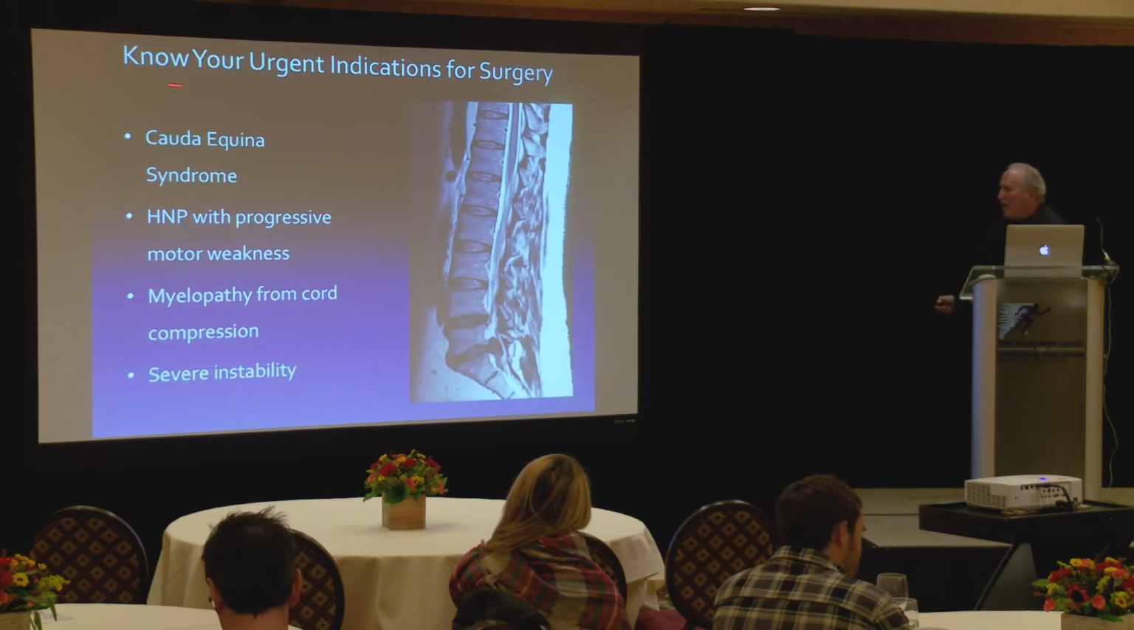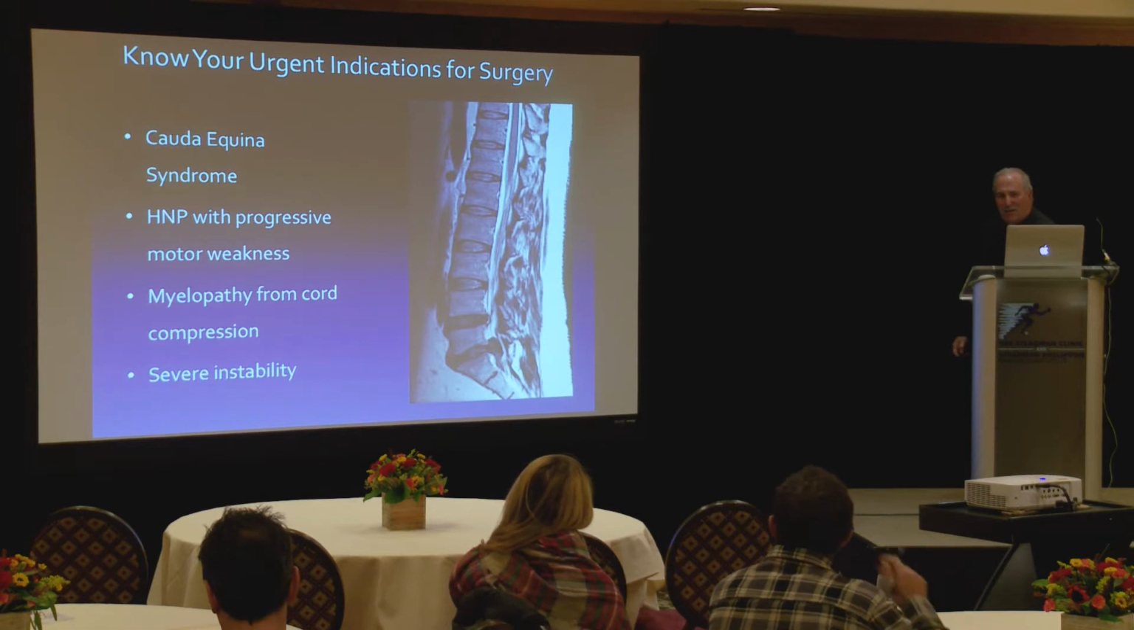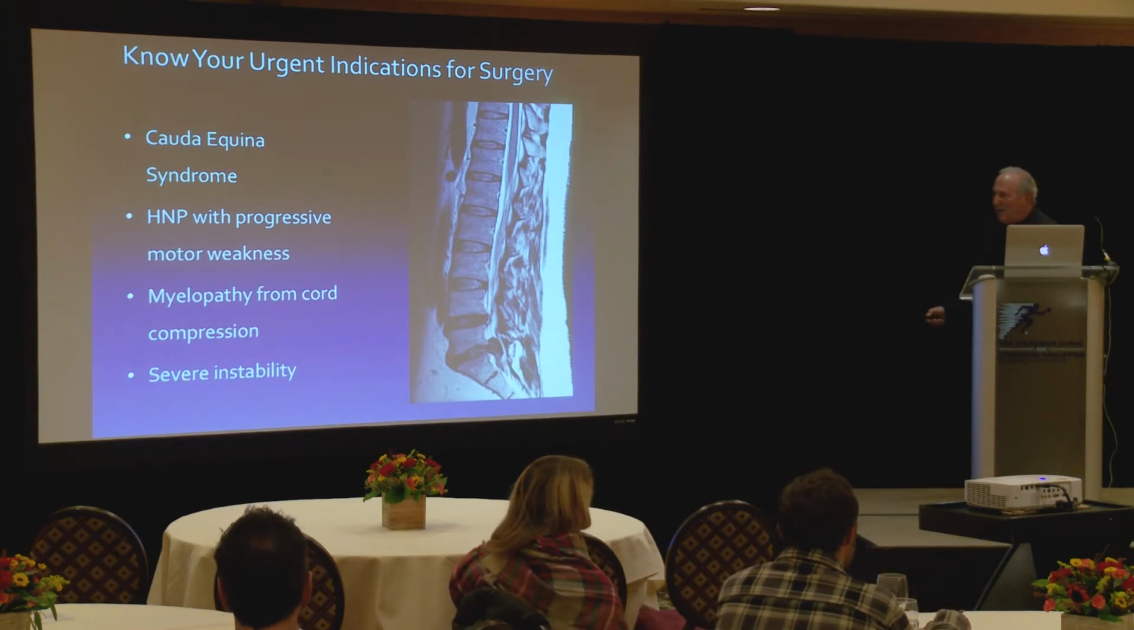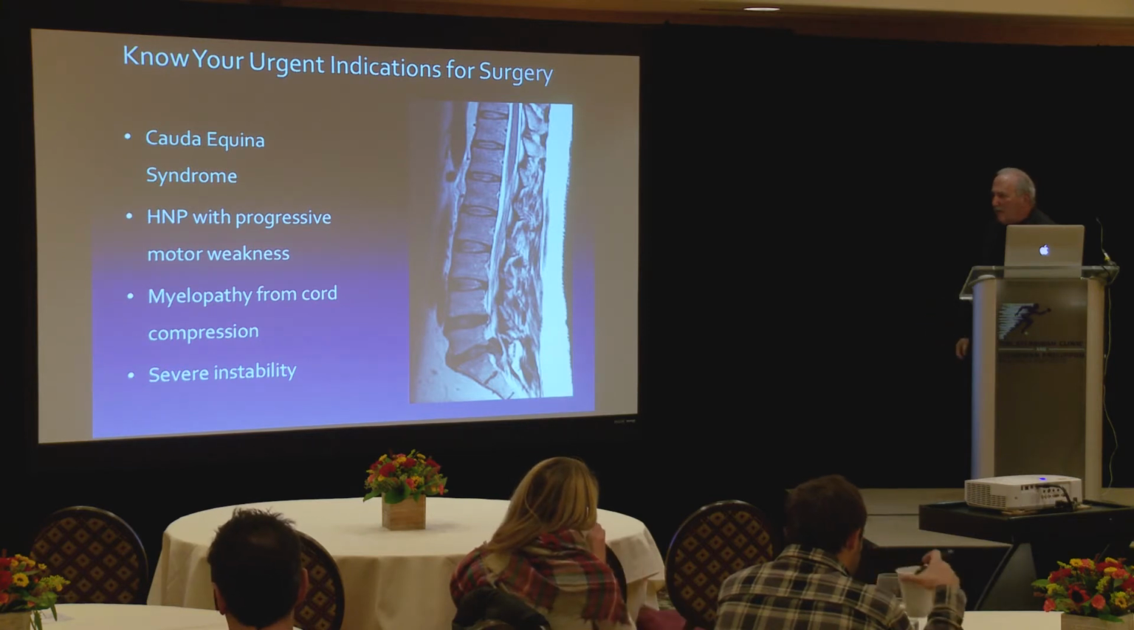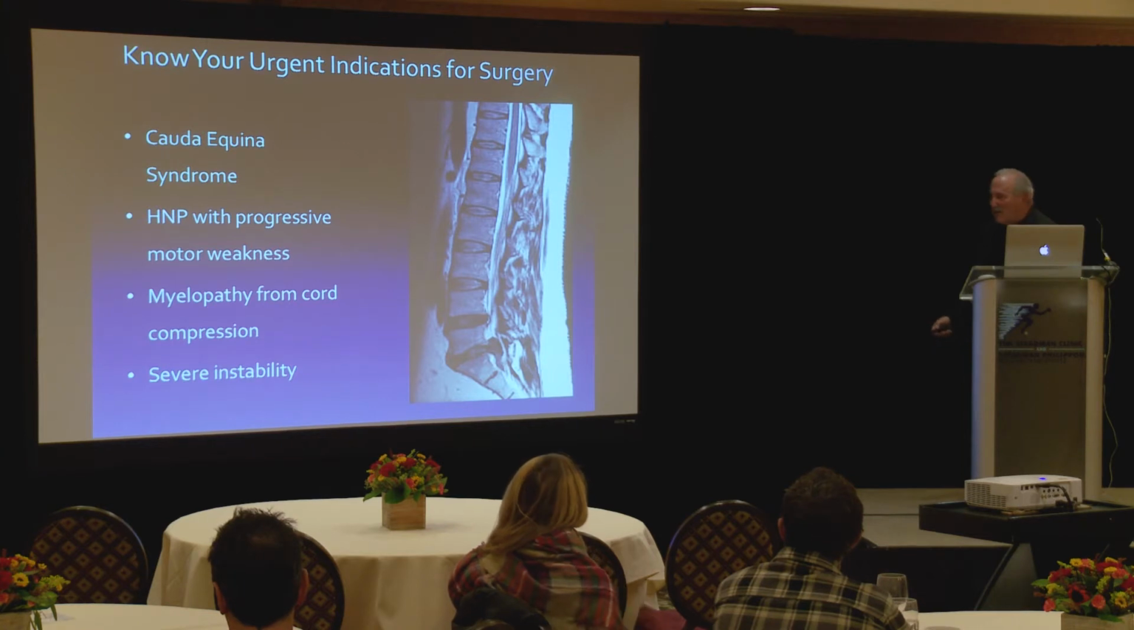But you have to know your urgent indications for surgery. Obviously, cauda equina syndrome, we talked about it. You guys know how to look for it. You know what questions to ask. History and physical with progressive motor weakness. Somebody comes into your office with a foot drop and they're not getting better. That is an indication for surgery. Obviously, myelopathy from cord compression and severe instability. These are no questions asked. They've got to be fixed.